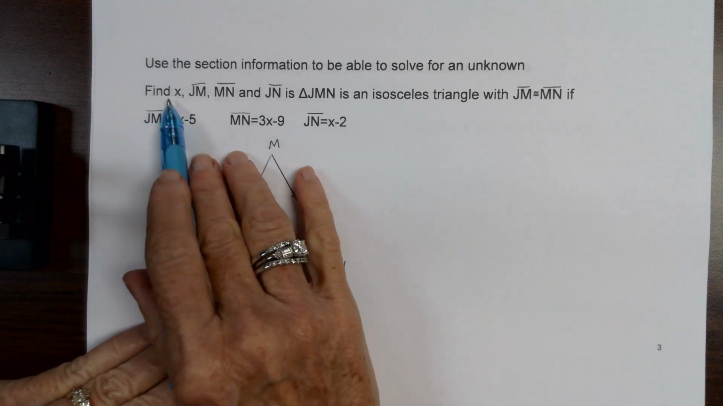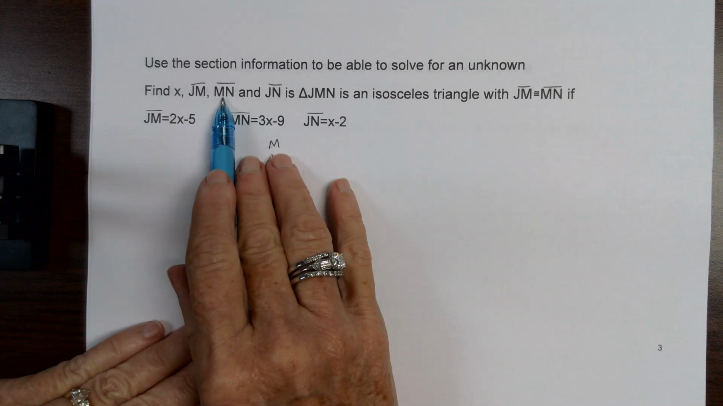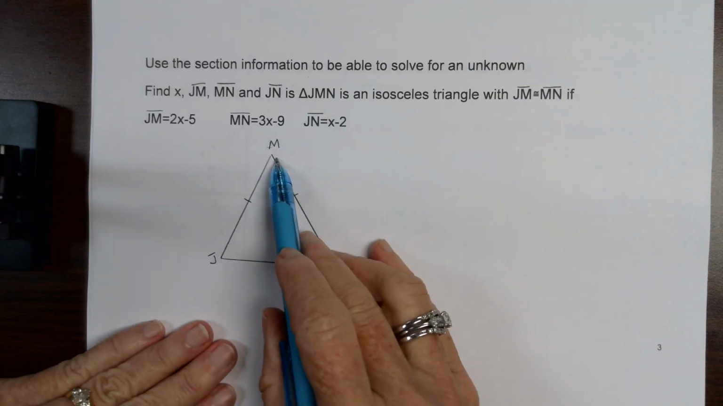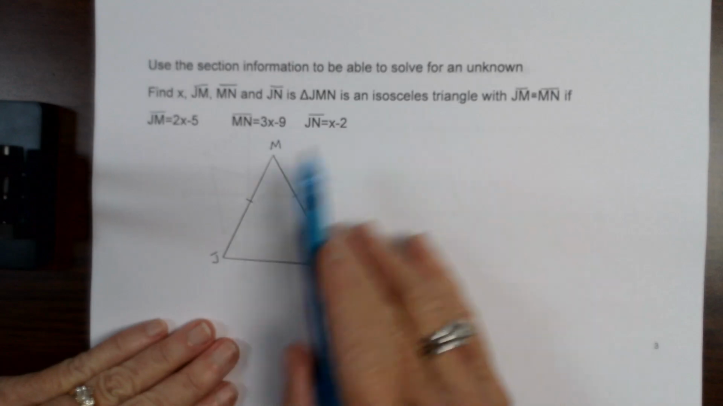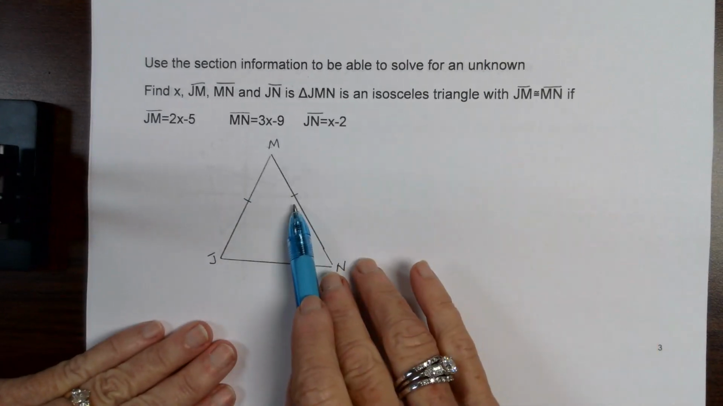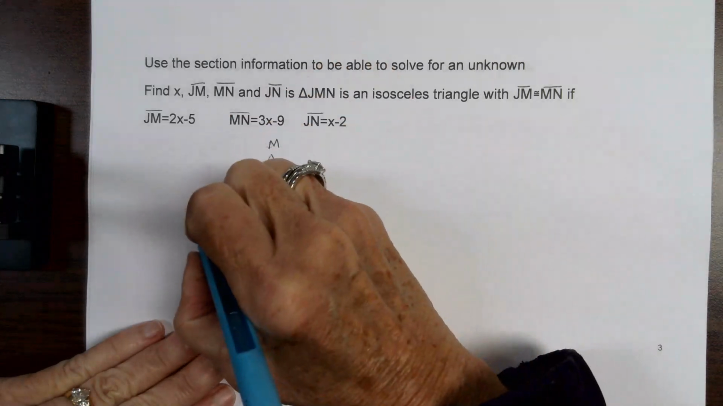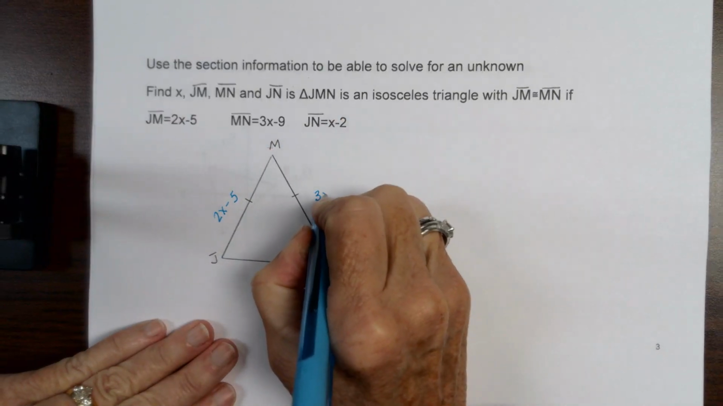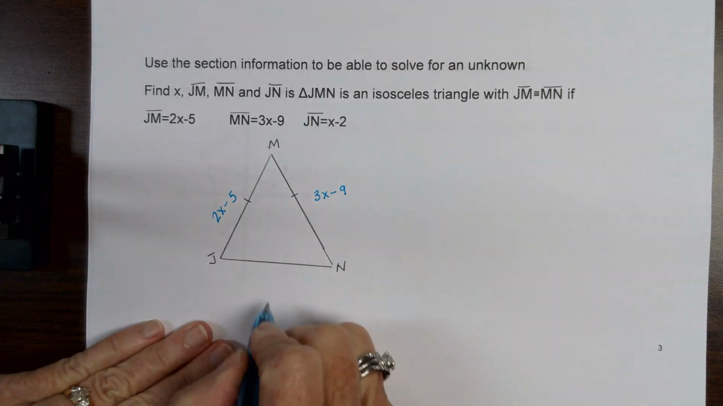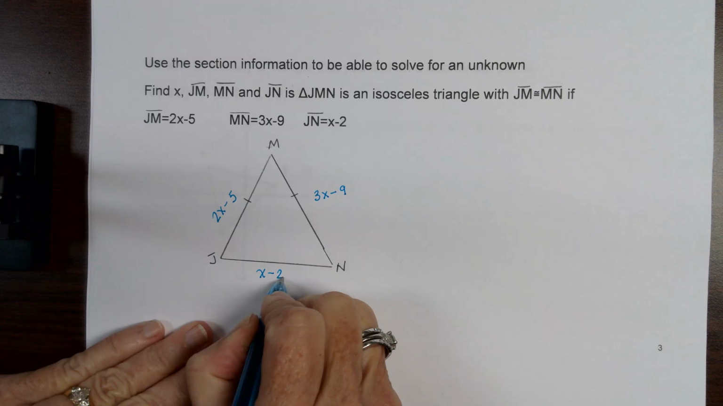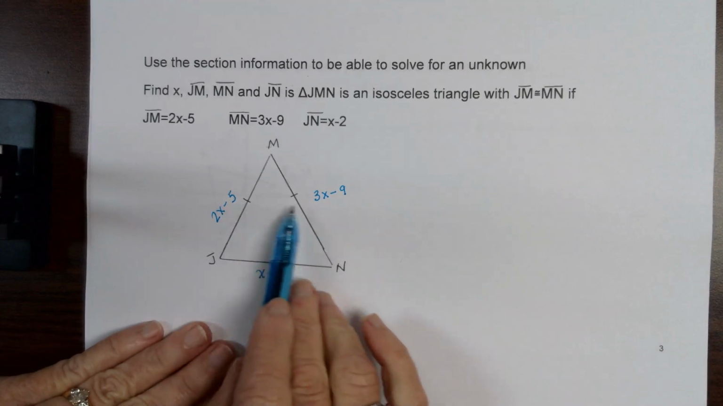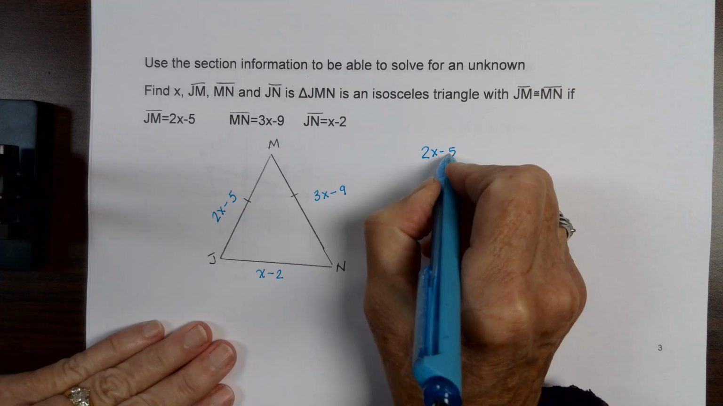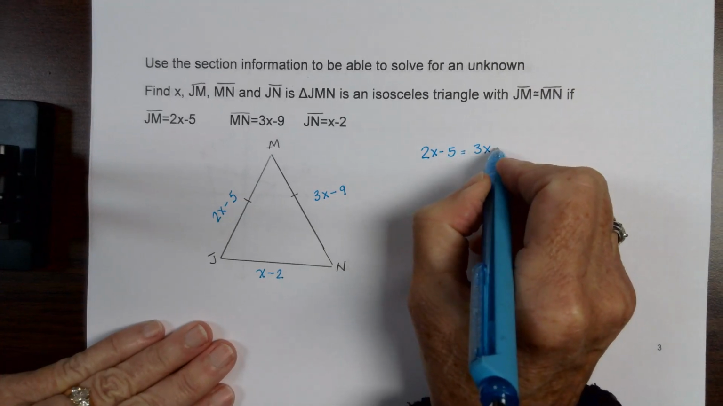So for this particular problem, it says find x, find JM, find MN, and find JN. And then it tells you that this JMN is an isosceles triangle with JM congruent to MN. And we know that JM is 2x minus 5. We know that MN is 3x minus 9. And we know that JN is x minus 2. Well, if it's an isosceles triangle and I have those two sides as marked, then all I have to do to solve for x is to set those two sides equal to each other.